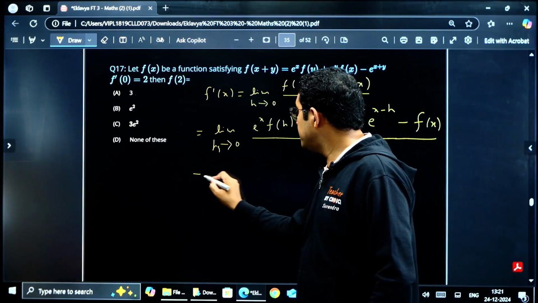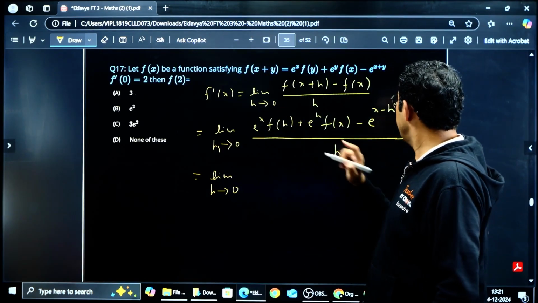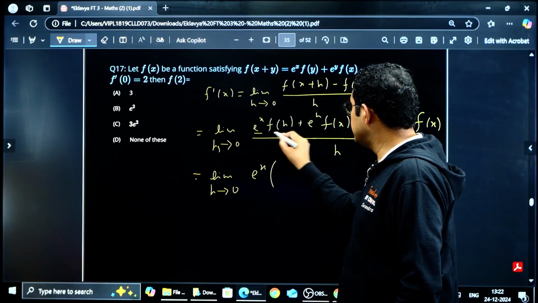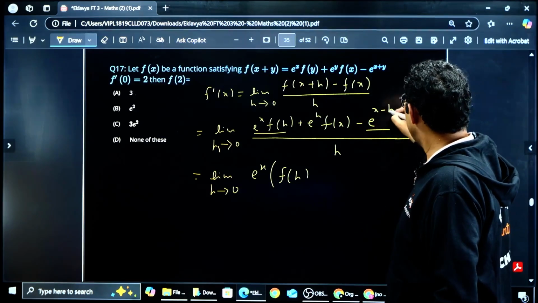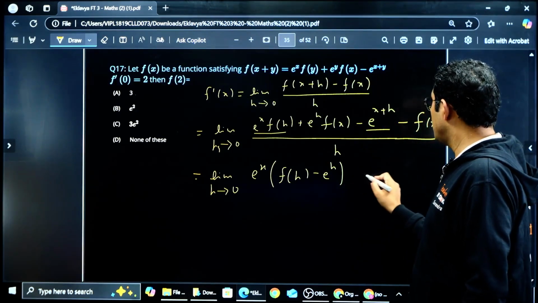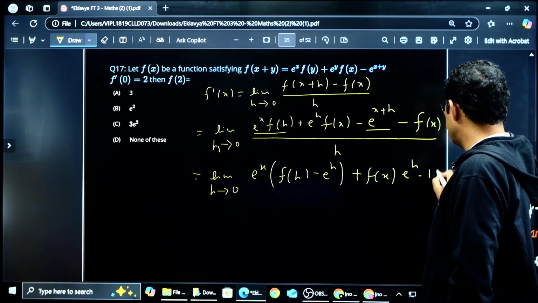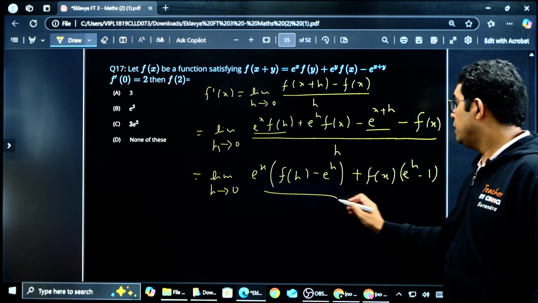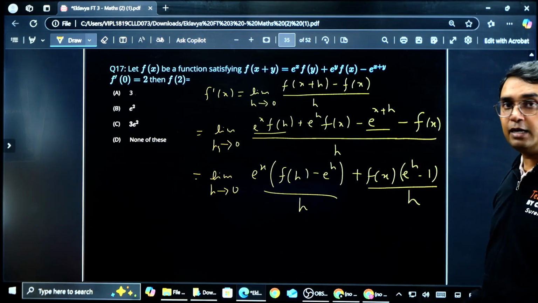Now we will simplify it. Limit h approaches to 0. e power x, if I take common from this and this term, we will be having f of h. Oh wait, I think I have put plus here. Yeah, minus, and for the two remaining terms we can take f x common. It is e power h minus 1. I'll write these two brackets separately, h here and h here. This thing is, I think, a standard limit, that is 1.